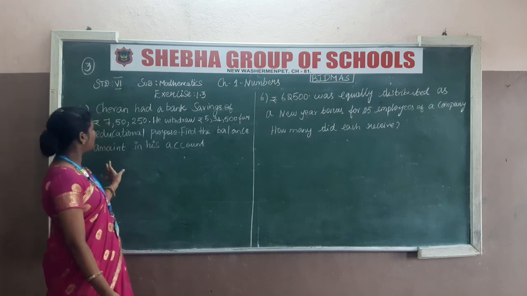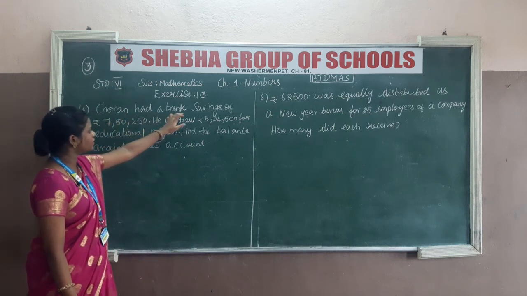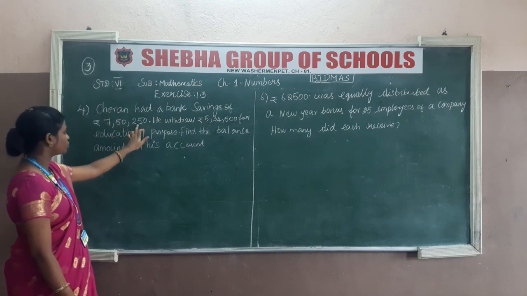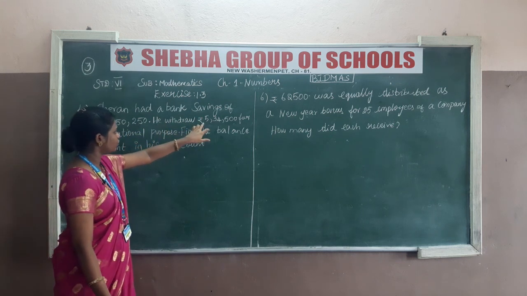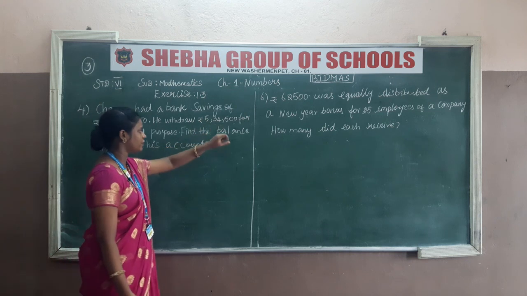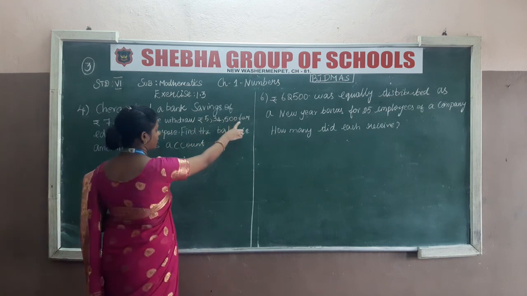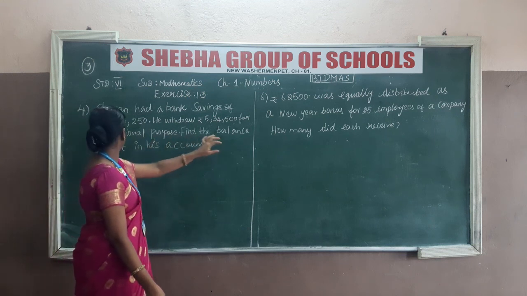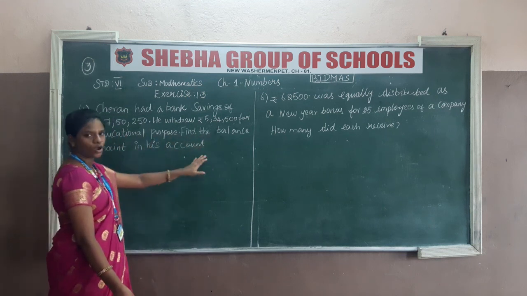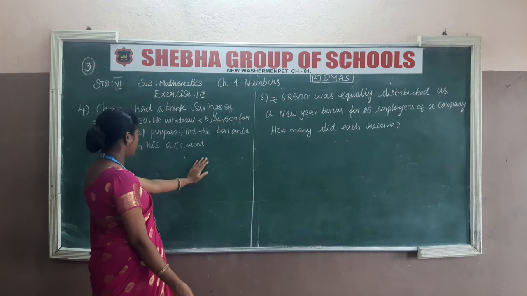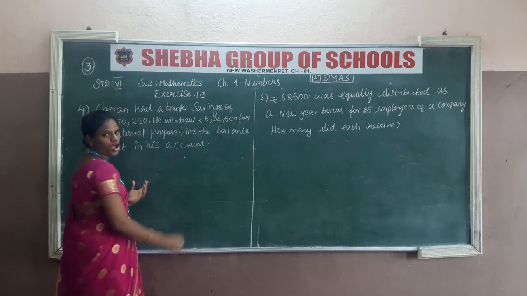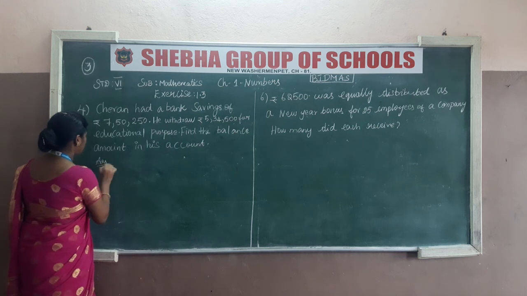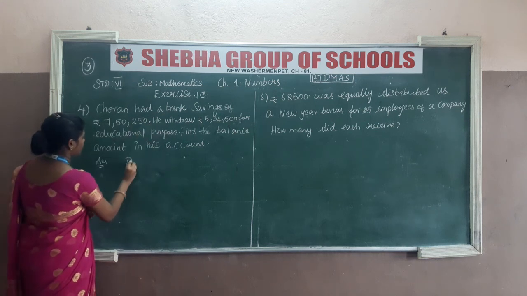Next, the fourth sum. Charan had bank savings of 7,50,250 rupees. He withdrew rupees 5,34,500 for an educational purpose. Find the balance amount in his account. First, this is a statement sum, so we have to write the statement. Bank savings first.